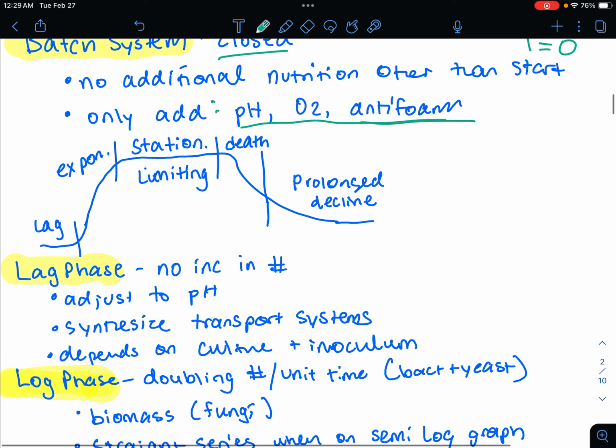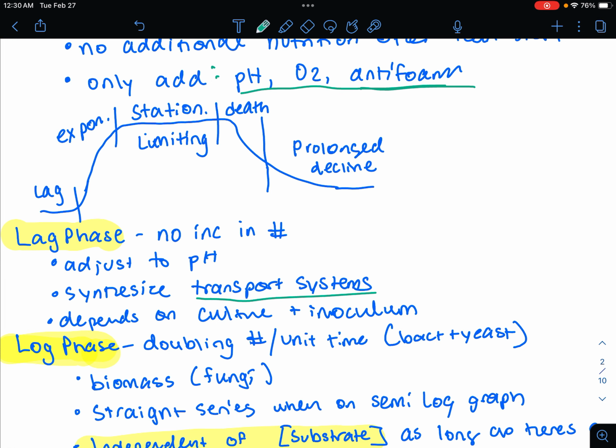You're going to have several phases in batch fermentation you need to watch out for. Our first one looks kind of like a trapezoidal parabola, I guess that's how you could describe it, that dips down into a perfect parabola that's opening upwards at the end. So at the very bottom we have our lag phase. The lag phase is where there isn't an increase in cell numbers. They're adjusting to pH, and they're going to be synthesizing the transport systems.